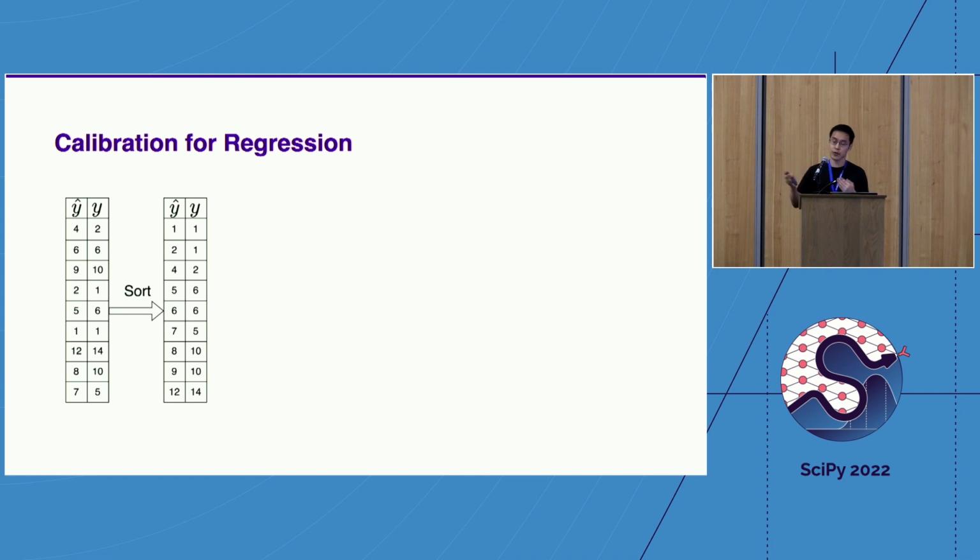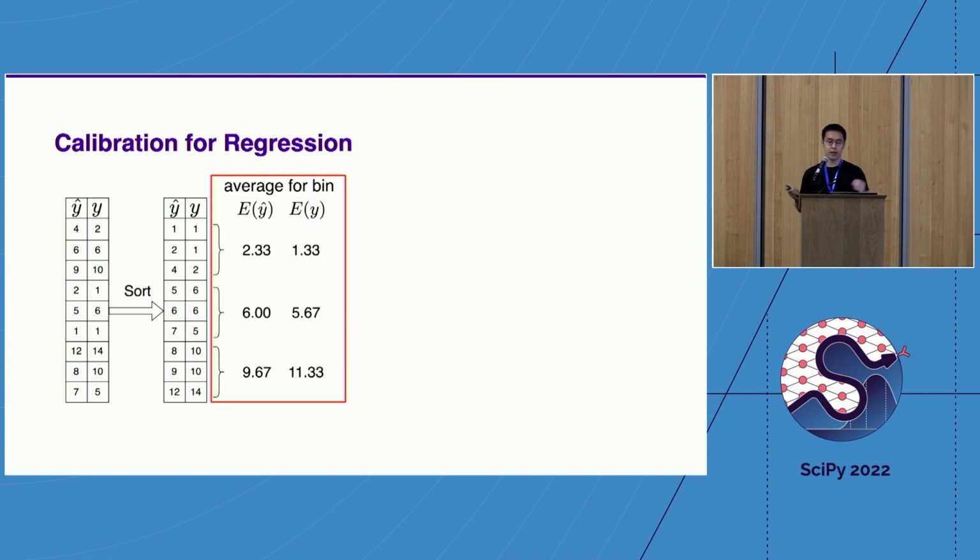And I'm going to show you the computation to get this calibration for a regression sense. So here we have y hat, which is the predicted values, and y, which is the true values. The first thing you do is sort the data in terms of y hat. Then, in this case, I'm going to bin the data with 3 bins, and take the mean of each bin. So there are 3 bins: take the mean of the predicted values, take the mean of the true values, and take a difference.